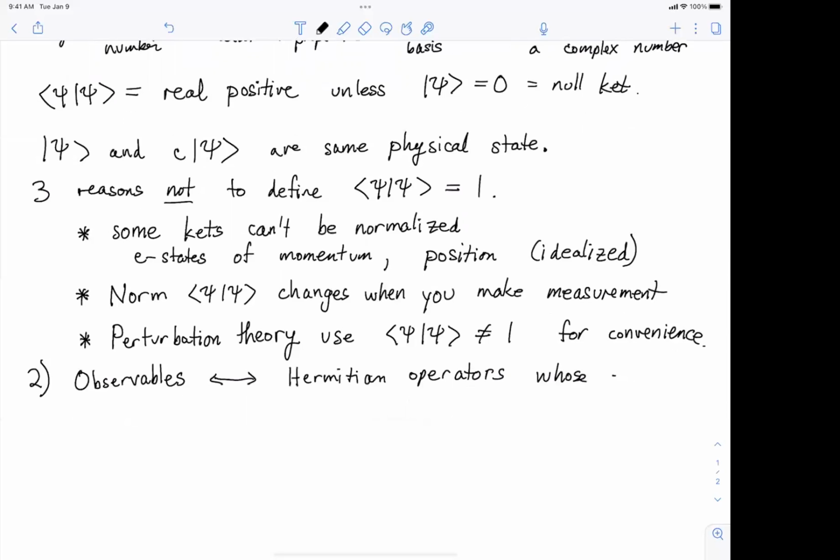So whose eigenstates, I will often just write E states, can be chosen to be a complete orthonormal basis.